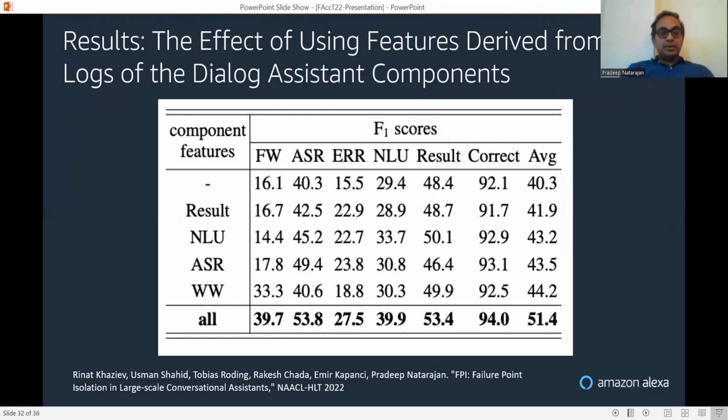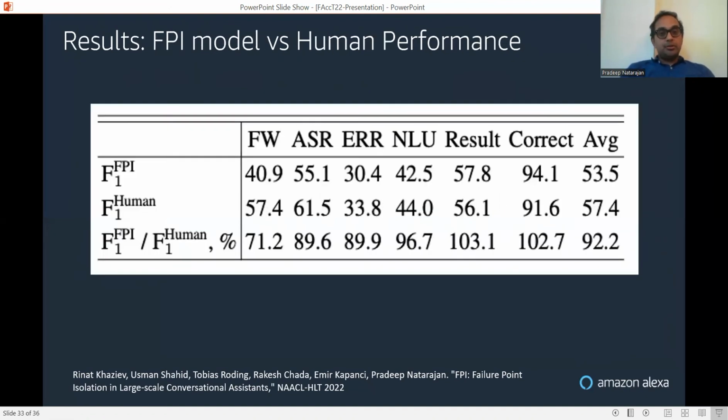If you look at the results, we see that just from the language model component, we get a 40.3 F1 score. And as we start adding all of these different metadata features, we are able to improve this all the way to 51.4. How does this compare to human performance? If you look at the best model we were able to train after ensembling, we had a 53.5 F1 score, while humans had a F1 score of 57.4. That means that our model-based approach is 92.2% as accurate as our human workflow, right?